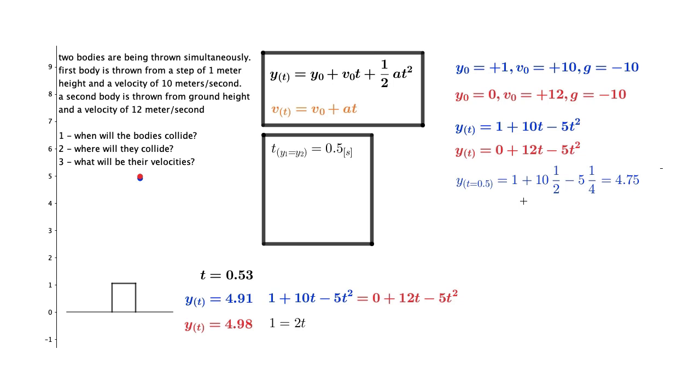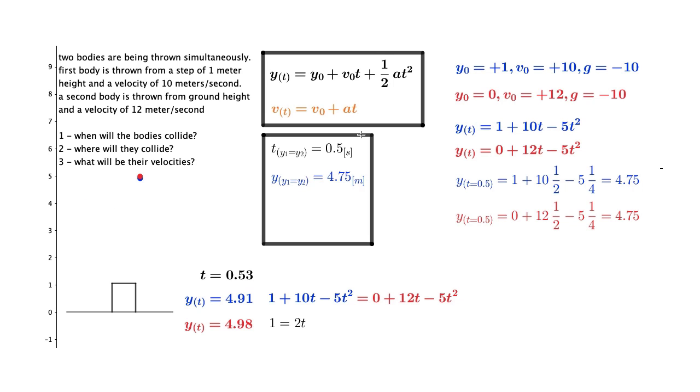reference point. Let's just check that we have the same result for the red equation, for the position of the red object. So let's see, 0 plus 12 times 1/2 minus 5 again times 1/2 squared, which is 5 times 1/4. When you actually plug that in, you get, again, 4.75. So we've solved the second question now. We've solved where will they collide.